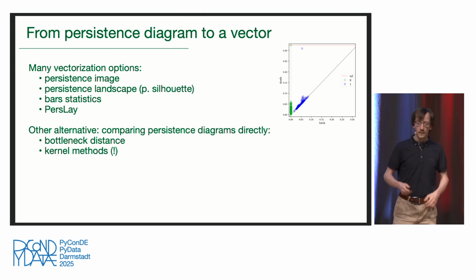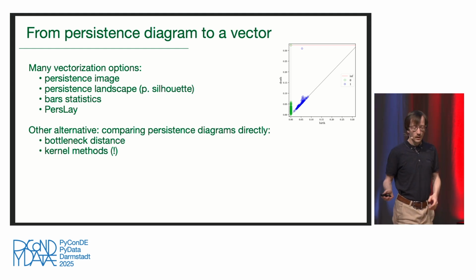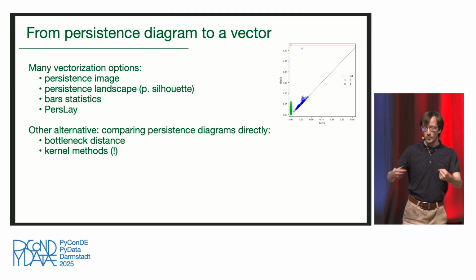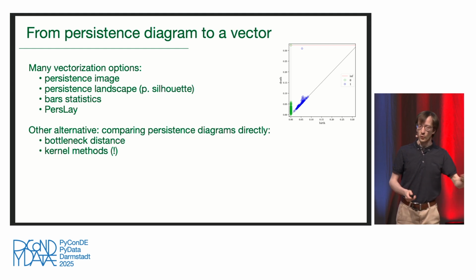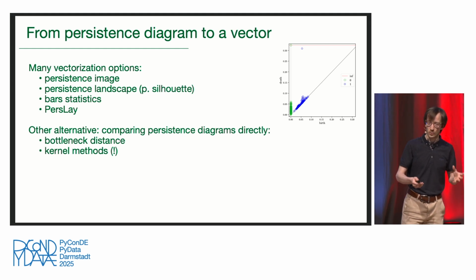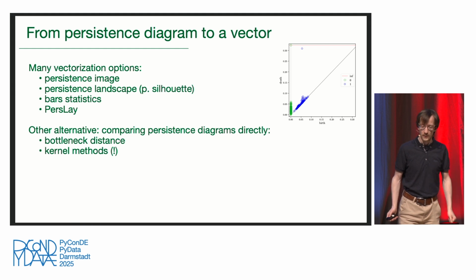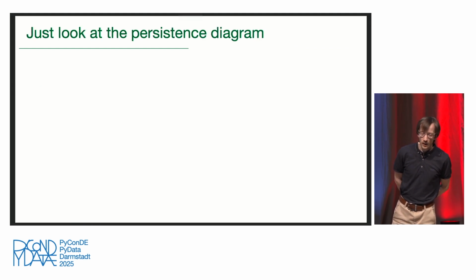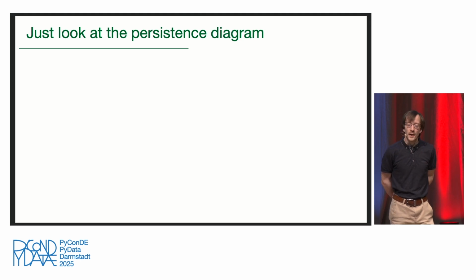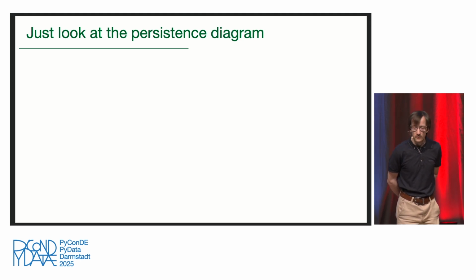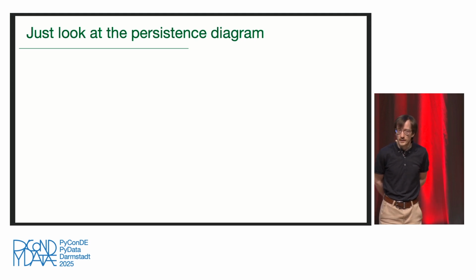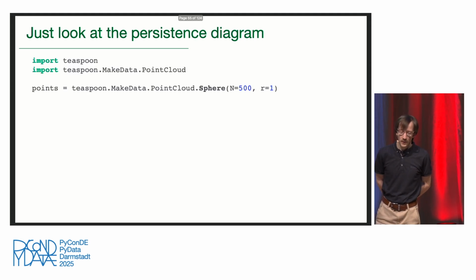But there are many kernel methods. What a kernel method means is it's some function to which you put two diagrams. It tells you some distance, but it has nice properties, say for machine learning and so on, because you can also do averaging and similar things. And the last option is to just look at the persistence diagram, and that is often quite powerful because it detects something that you might want to see in your data.